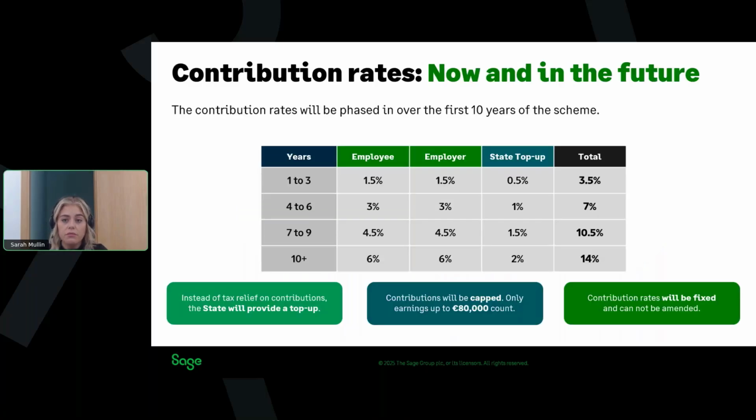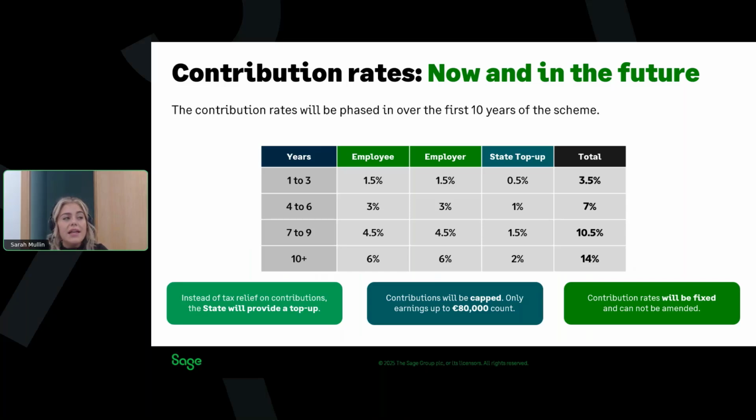So a little bit on how contributions will work. Contribution rates are fixed, and there are no changes allowed at all to these contribution amounts in these early years. Employees and employers will each pay the same amount. And then instead of tax relief, the state adds a top up. That just makes the scheme a little bit simpler and a bit easier for you to implement.